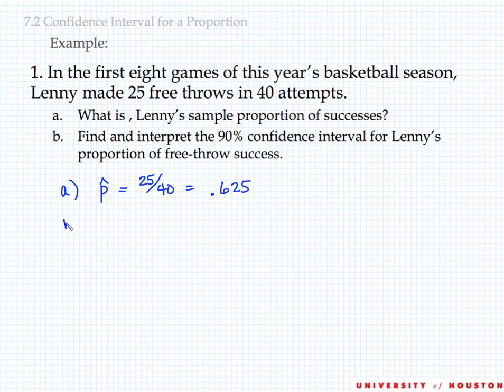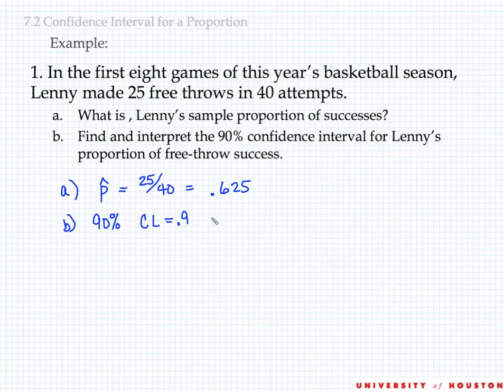So first of all, for a 90% confidence interval, that means our confidence level is 0.9. We need to check our conditions. We'll have to assume that this is a simple random sample of his free throws, and he should have more than 10 times 40 or 400 attempts in all of his basketball career.